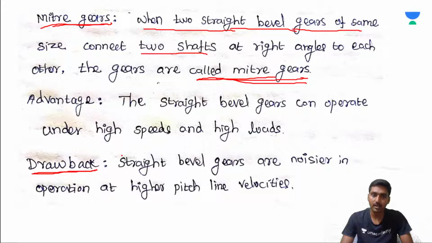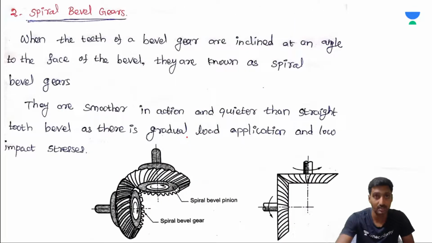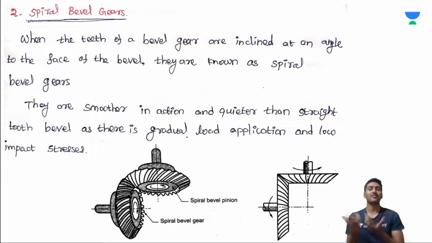So it's a drawback. Advantage: they operate at high speeds as well as high loads. The next part, spiral bevel gears.